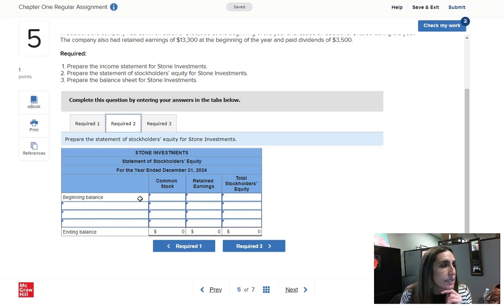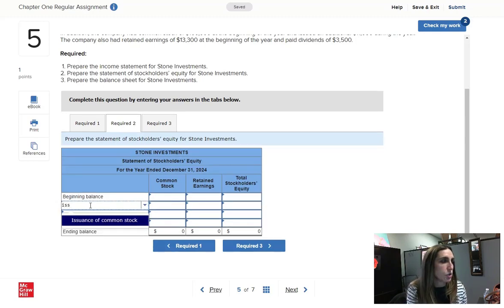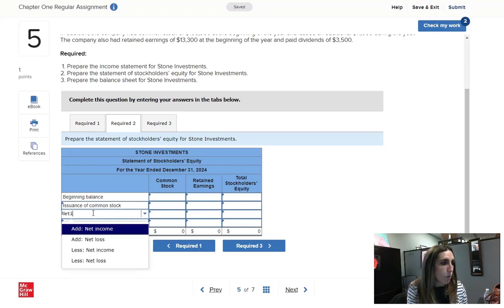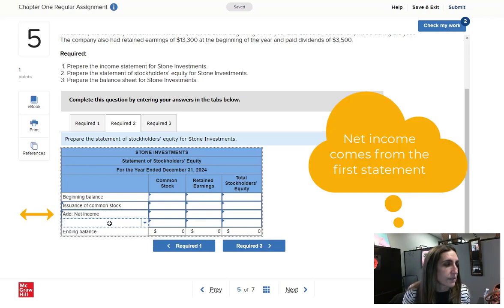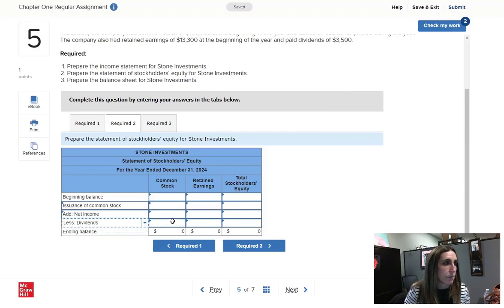So your statement of stockholders' equity is always set up with a beginning, middle, and an end. The middle will say, did you issue any more stock? Did you have a net income or a net loss from the prior period? We had a net income. That would always be an add if it's an income item, subtract if it's a loss item, and then we are going to subtract any dividends that were paid.